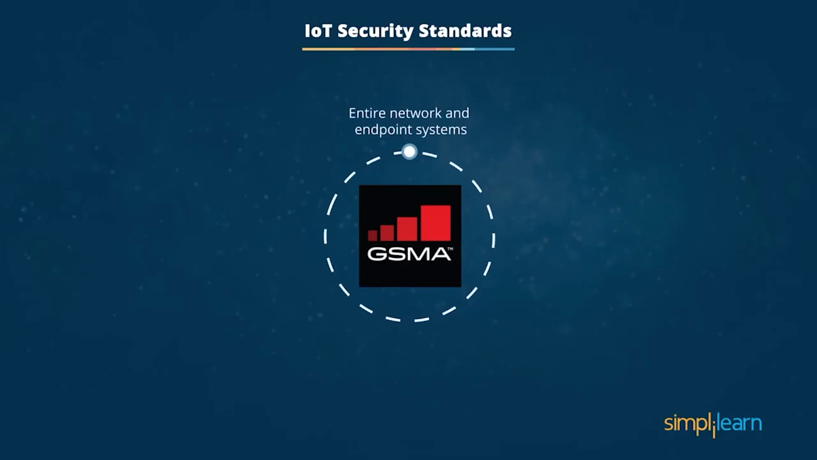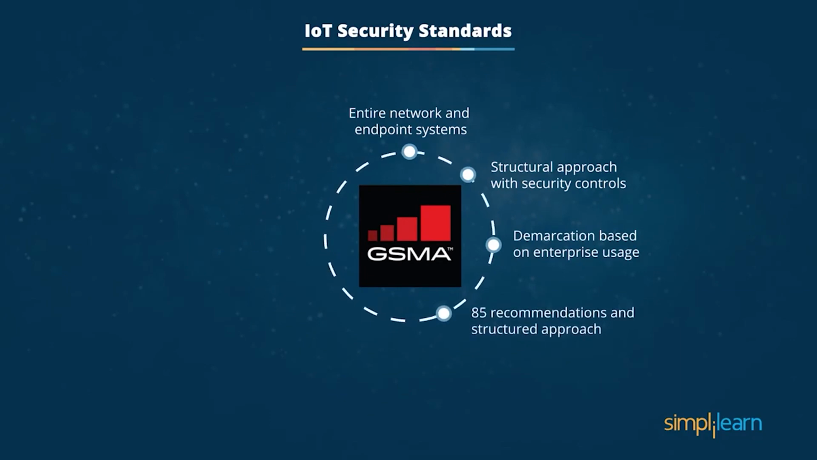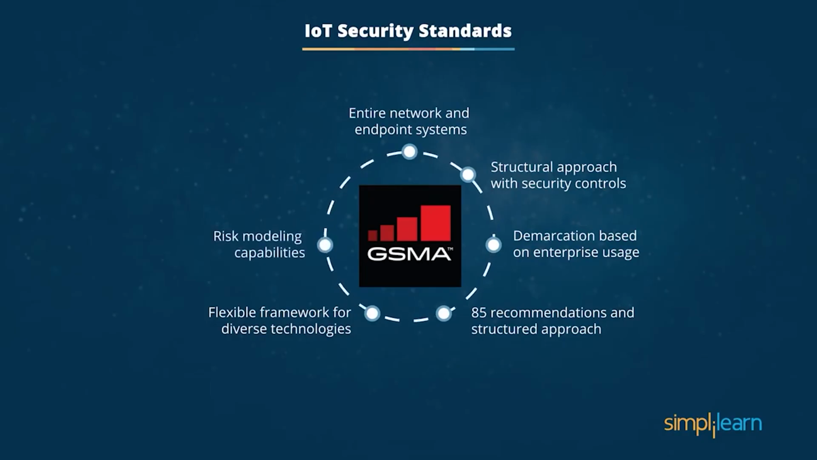Many individuals and organizations have contributed to create and set this standard. It covers the entire network and endpoint systems. It brings a structural approach with security controls in place. It provides a demarcation based on its uses for enterprises that build IoT products. This standard has 85 detailed recommendations and a structured approach that can fit into any IoT ecosystem. It has a flexible framework addressing the diversity of the technology aligned to the regulation. It also has risk modeling capabilities for any organization to choose from, including endpoint ecosystems. The standard is very flexible and comes with inbuilt risk assessments for any organization to adapt. Overall, it is an interesting standard and easy to get trained at.